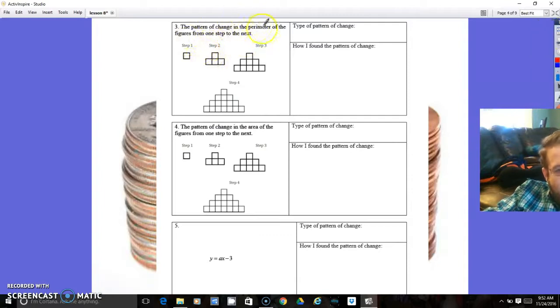So this one is about perimeter. This has a perimeter of 4. Perimeter is distance around the shape. 1, 2, 3, 4, 5, 6, 7, 8, 9. This has a perimeter of 10. I need at least one more before I can find the pattern. 1, 2, 3, 4, 5, 6, 7, 8, 9, 10, 11, 12, 13, 14, 15, 16.